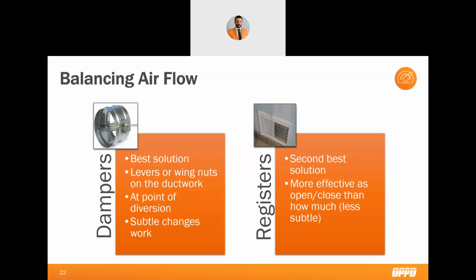Unfortunately, not all homes have dampers. If you see a lever or a wing nut in the ductwork, that's a damper. If not, you likely do not have them and will need to resort to using the register itself. Registers are the second best and often the only option. They're more effective in either a closed or open configuration, though depending on how the takeoff or the duct is positioned, some subtlety to how much it's opened or closed can be effective. Let's look at a visual example of how these affect airflow balancing.